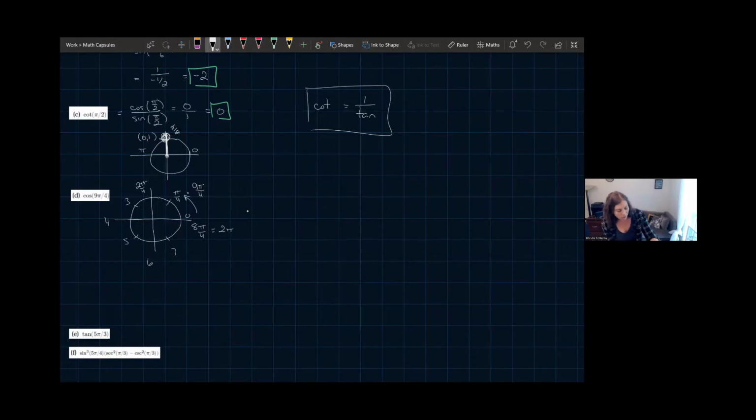So for multiples of pi on 4 at these diagonal positions, I know that the answer is going to be root 2 over 2. I just need to check, is it going to be positive or negative? Cosine is the x value. And in this position, I can see that x would have to be positive since it's to the right of the y-axis. So it's just root 2 over 2.